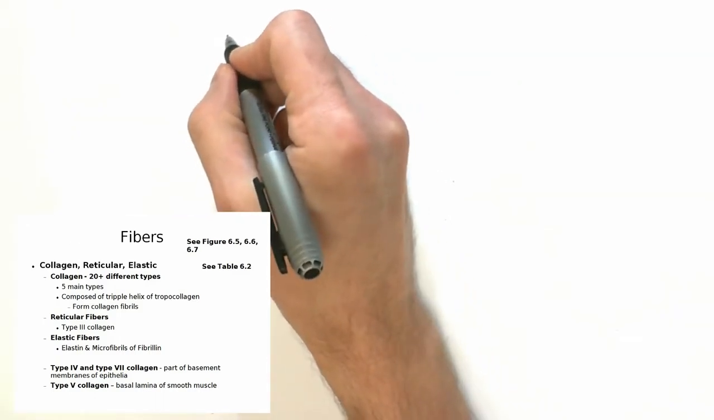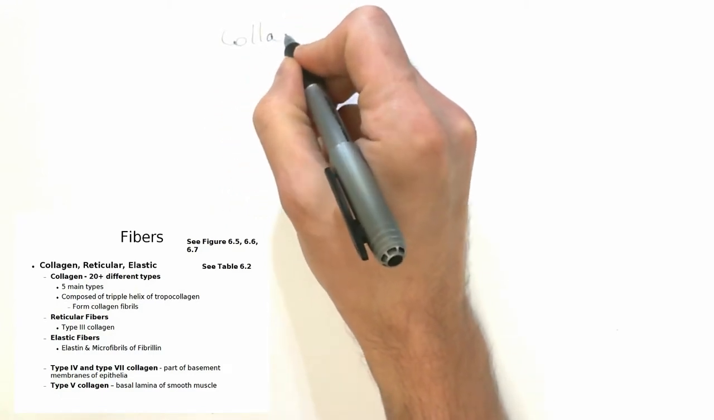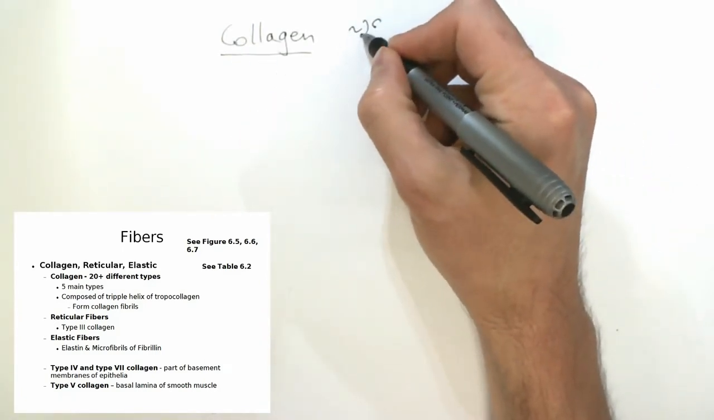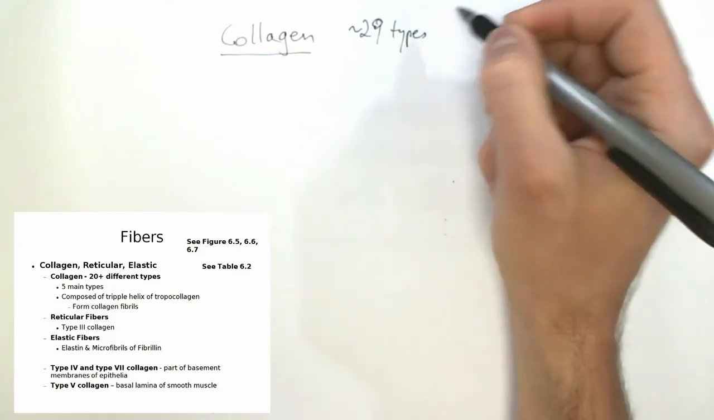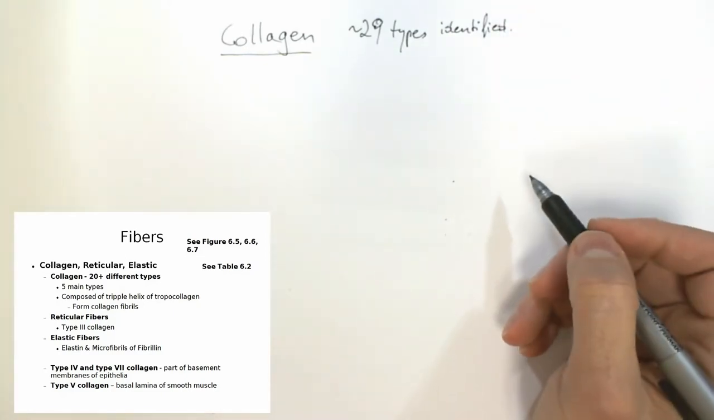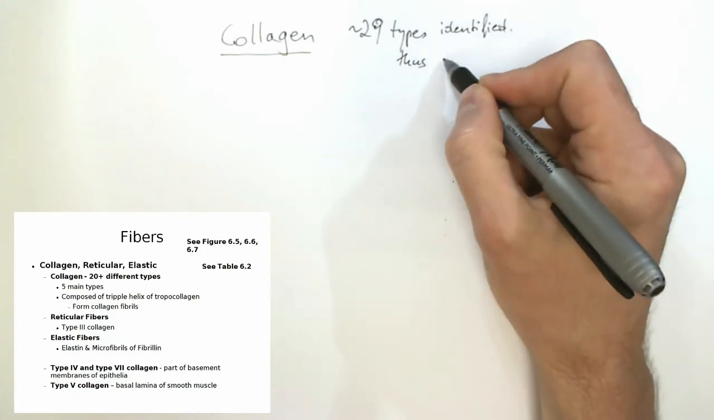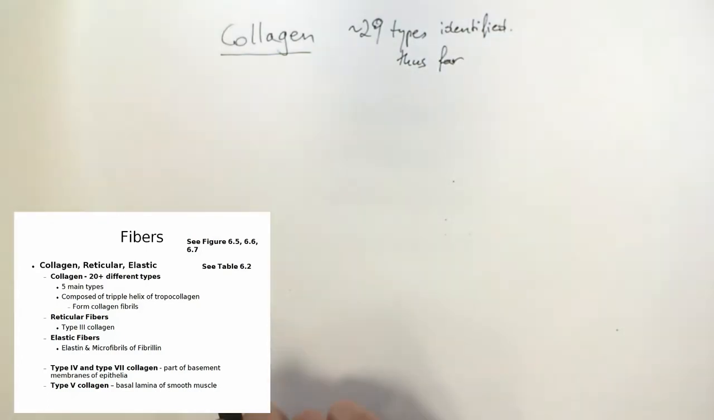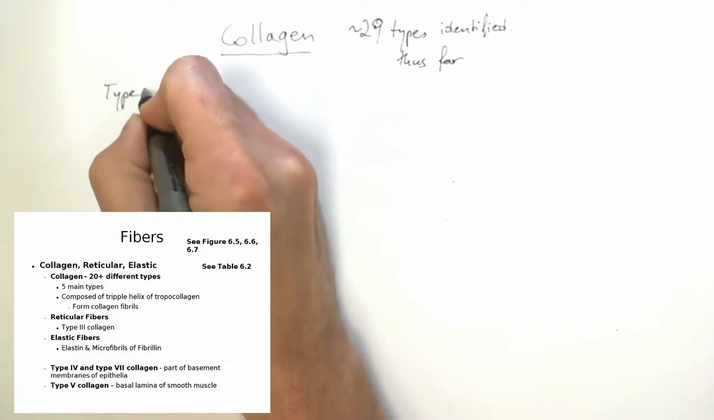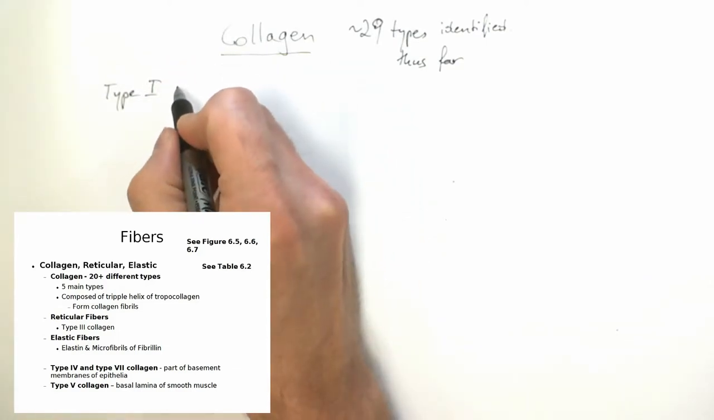The fibers are mostly collagen. As I mentioned last lecture, there are over 20 different types of collagen. Don't worry, you don't have to know all of them. There are five main types, four or five depending on who you ask, and that's really what you're going to need to know about. They are called type 1, type 2, type 3, type 4, type 5, etc. So pretty easy. Now, type 1 collagen is the main one, so that's the one I want you to really understand. About 90% of collagen is type 1 collagen.